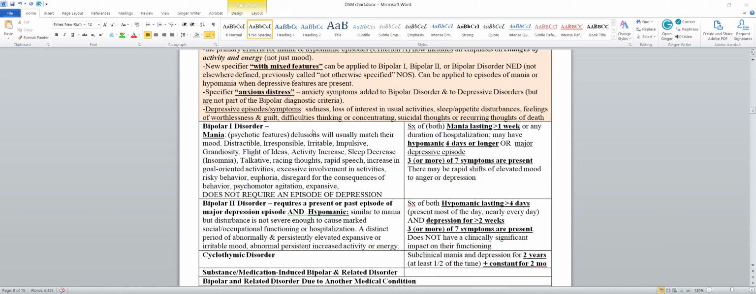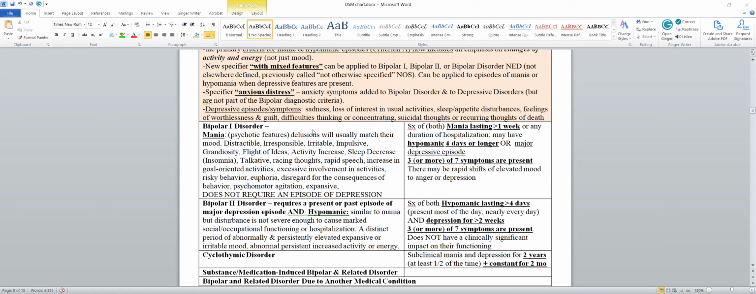hypomania. Symptoms of hypomania last at least 4 days, present most of the day, nearly every day, and depression for at least 2 weeks. 3 or more of the 7 symptoms are present, and it does not have a clinically significant impact on their functioning. I'll repeat that again. In bipolar 2 disorder, the symptoms do not have a clinically significant impact on their functioning.